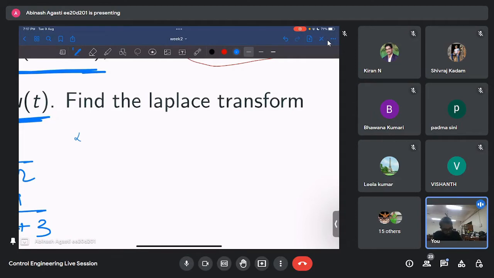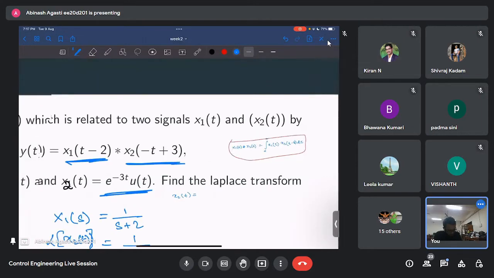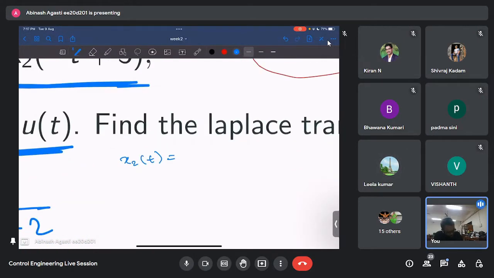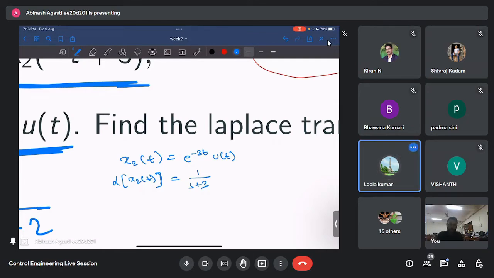What do we have? We have first x2 of t. What is x2 of t? E to the power minus 3t u of t. Okay, yeah, correct. We know Laplace transform of this is 1 by s plus 3. You agree with this? Yeah, correct. This is the formula: 1 divided by s plus 3.